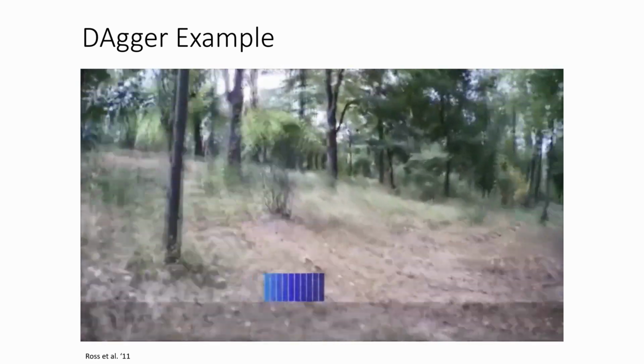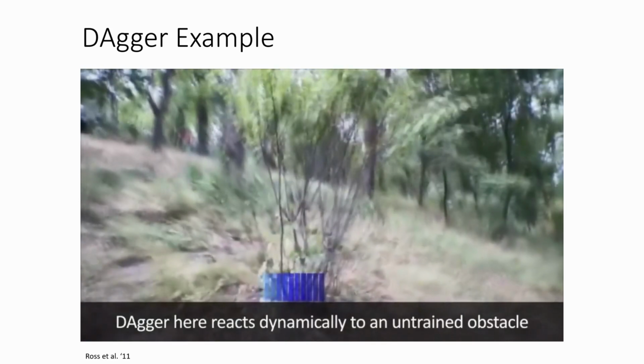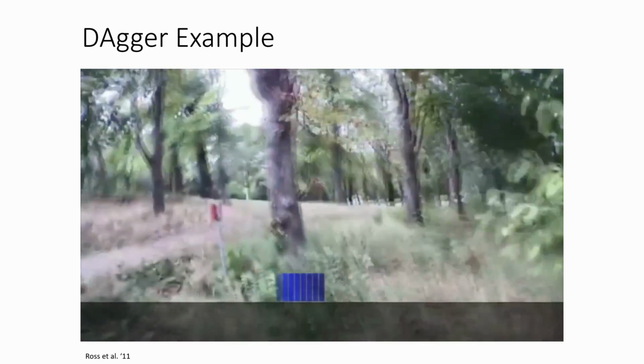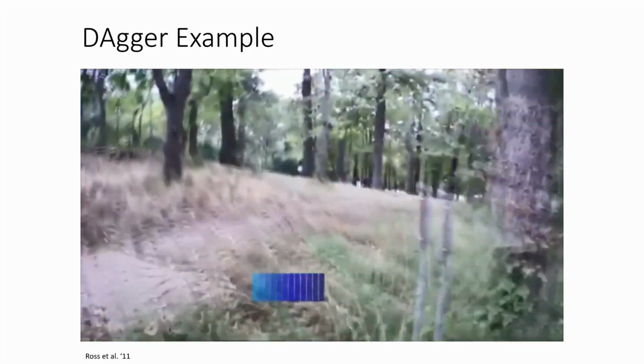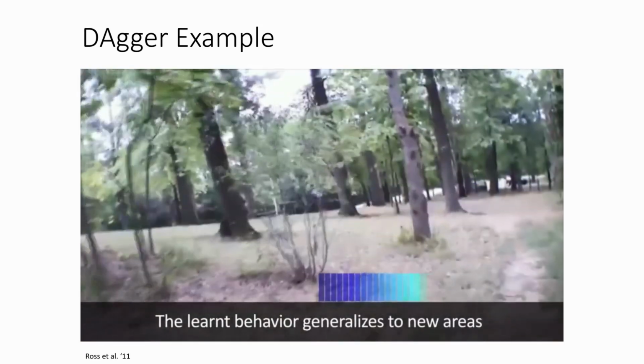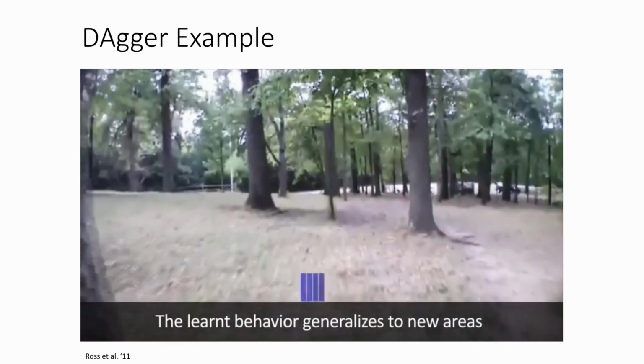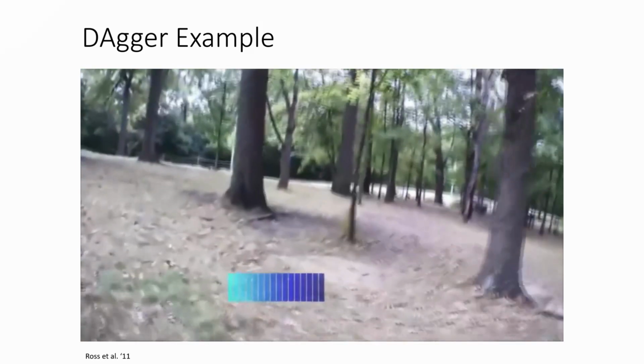So here is DAGGER flying a drone. So this is a drone that was trained with multiple iterations of DAGGER. The action is shown at the bottom. It's a scalar value indicating how much you should go left or right, and it's using vision to fly around some trees. So the initial policy was not very good, and then it went through multiple iterations of receiving these additional human labels.